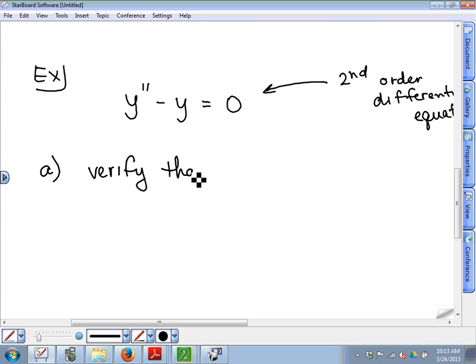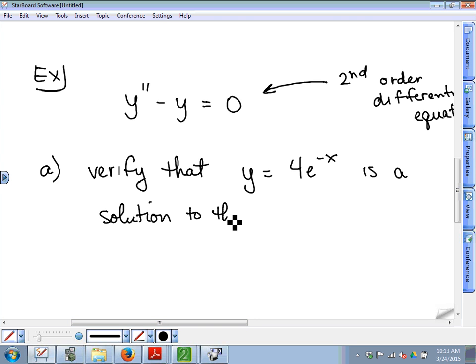Verify. Doesn't that mean they equal each other? y double prime minus y equals 0, they equal each other because it equals 0 when you subtract. So you would be given a problem like this. Verify that y equals 4e to the negative x is a solution to the differential equation.